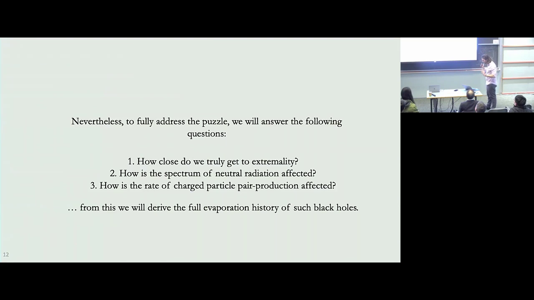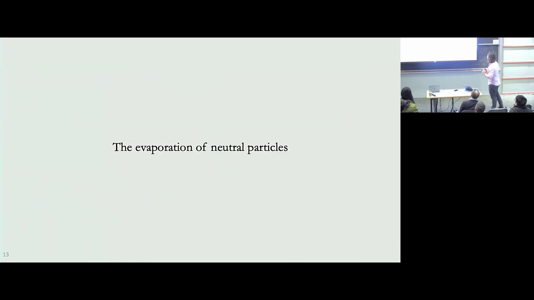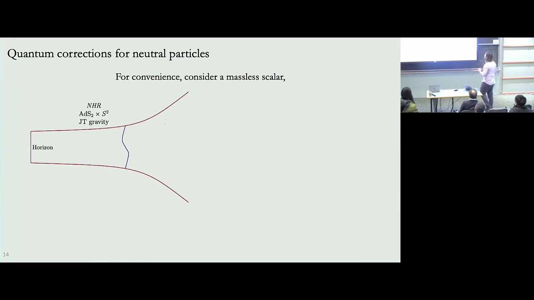So let me start with the easy case. It turns out that the evaporation of neutral particles is not that hard to do. So for that, we just have to take the previous calculation of the partition function and consider the response of the black hole if I send an incoming wave from infinity. And when we send an incoming wave, what we'll compute is the stimulated emission rate from that black hole, and using the techniques from early days of quantum mechanics, we can compute the actual, full emission rate for neutral particles.